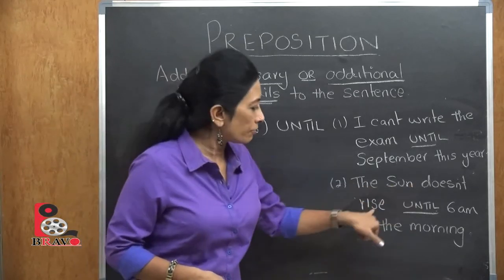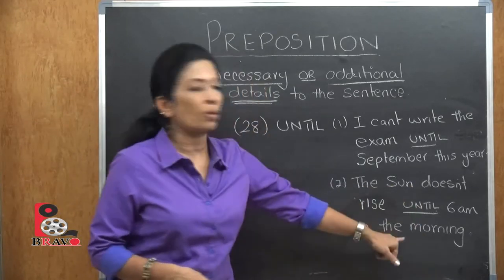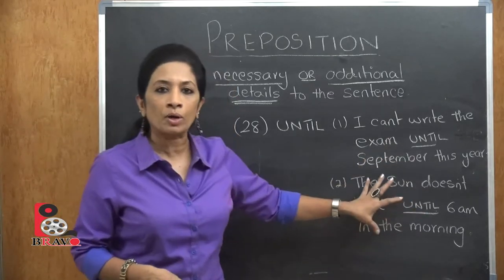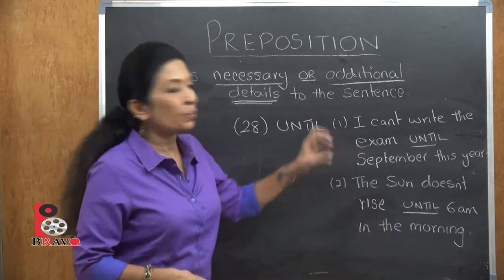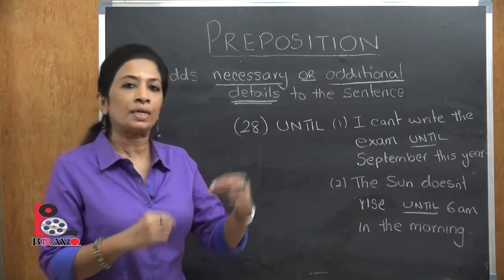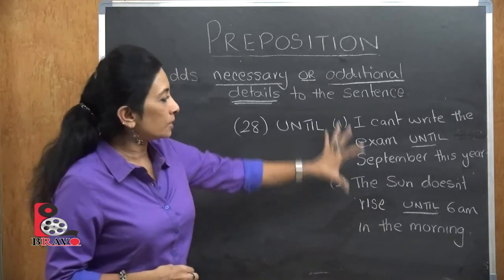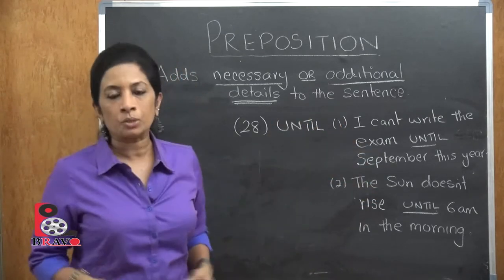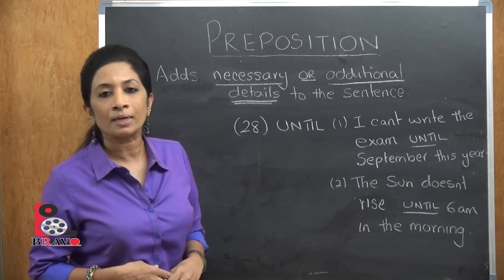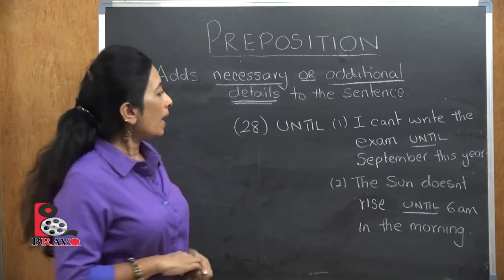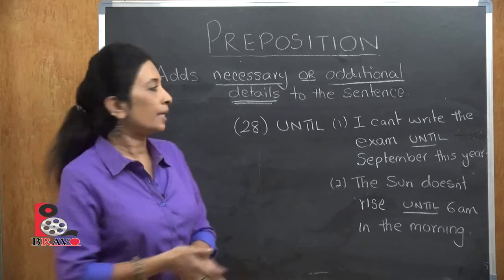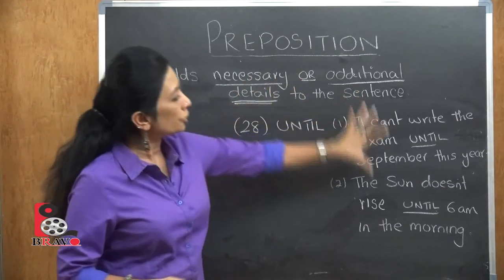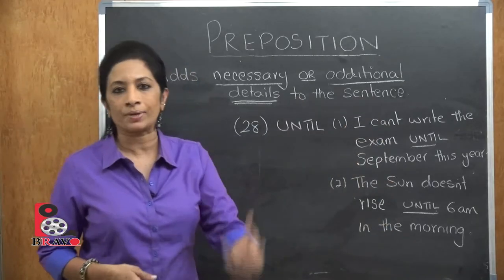Here the sun doesn't rise until 6 a.m. in the morning. So this is a routine that happens with the sun. Again, we have to wait for 6 o'clock in the morning minimum to see the sunrise. So there is a waiting period. There is a specific time limit for these sentences, and again, as I said to you before, it's a very common word that you would hear with people in writing English and speaking English, and it's a necessary or an additional detail to make the sentence more specific.